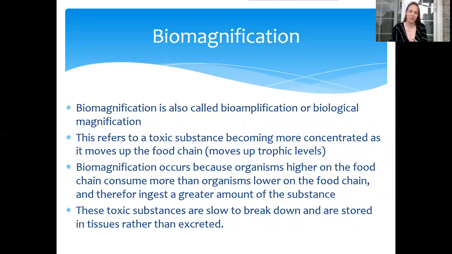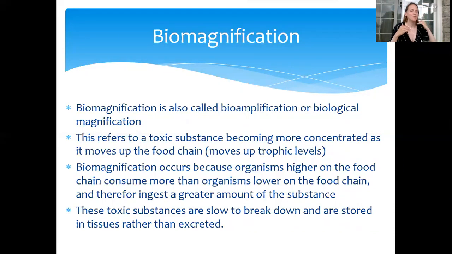Biomagnification is also called biological magnification or bioamplification. They all mean the same thing. This is when a toxic substance builds up or becomes more concentrated in an organism the further up the food chain it is, or the higher its trophic level. This is because organisms that are higher in a food chain have to ingest more of their prey than their prey would have to ingest of their prey.